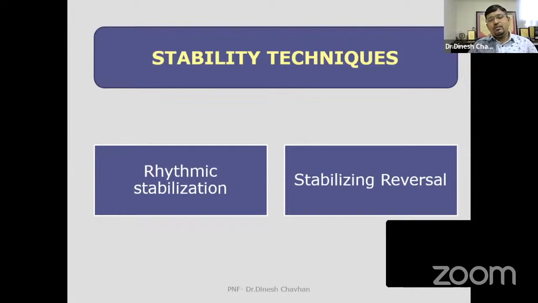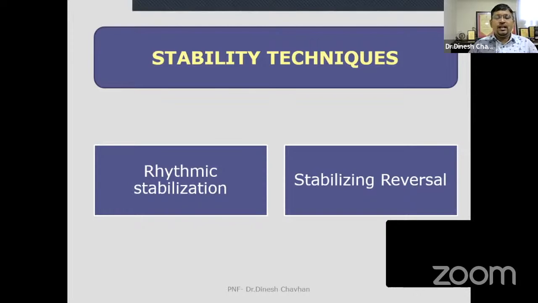What is the difference in stabilizing reversal? In stabilizing reversal, we change the hand. So activation of the muscle changes, though the main aim is still to provide stability. Here, if the agonist is working, the antagonist relaxes a little bit, so we have to change the position. By changing the hand placement, we change the activation of the muscle. So we'll see now how it is performed on the patient.